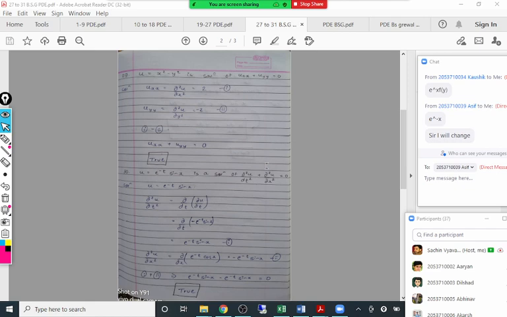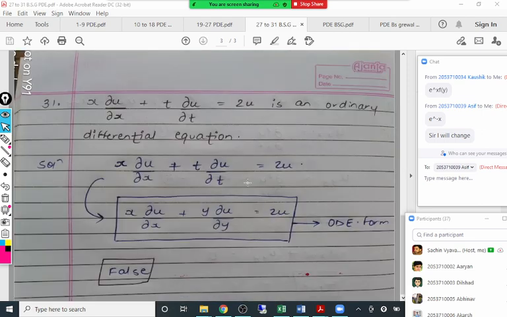Just substitute that value of u in the differential equation. If it satisfies the differential equation, then it is a solution. If it does not satisfy, it's not a solution. That's so simple. Last question.